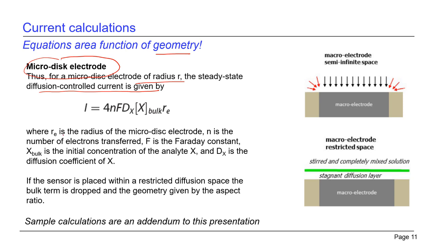where Re is the radius of the microdisc electrode, n is the number of electrons transferred, F is the Faraday constant, and Dx is the diffusion coefficient of x. So a lot of different parameters to put in here, but the idea is that if the sensor is placed within a restricted diffusion space, again, restricted diffusion space, the bulk term is dropped and the geometry is given by the aspect ratio. Kind of a convenient thing.